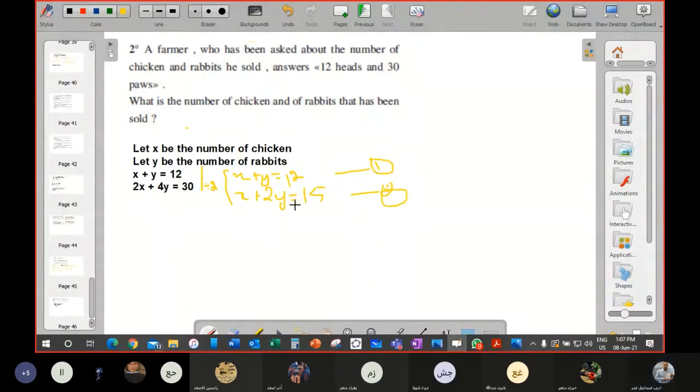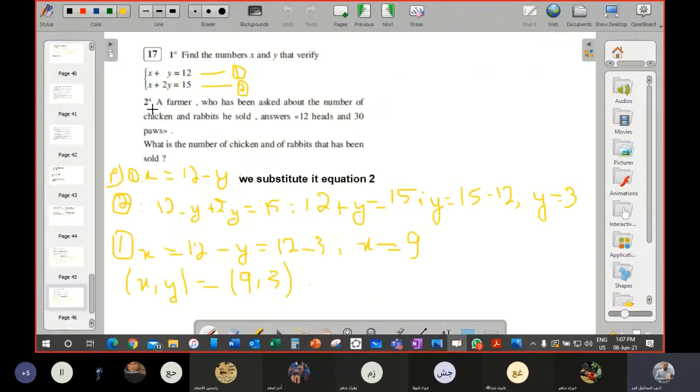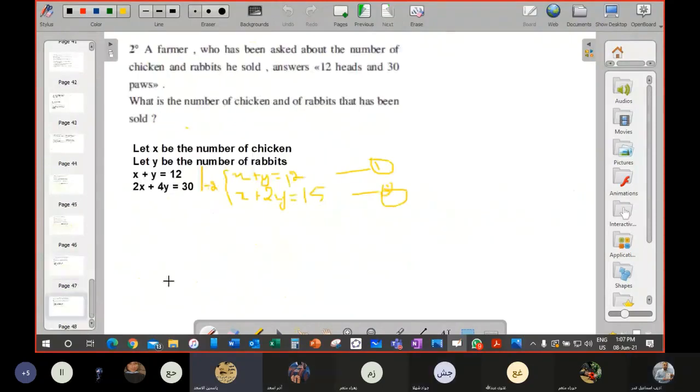This system is the same as in part 1. What is the solution of the system in part 1? 9, 3. So here we have the same solution.